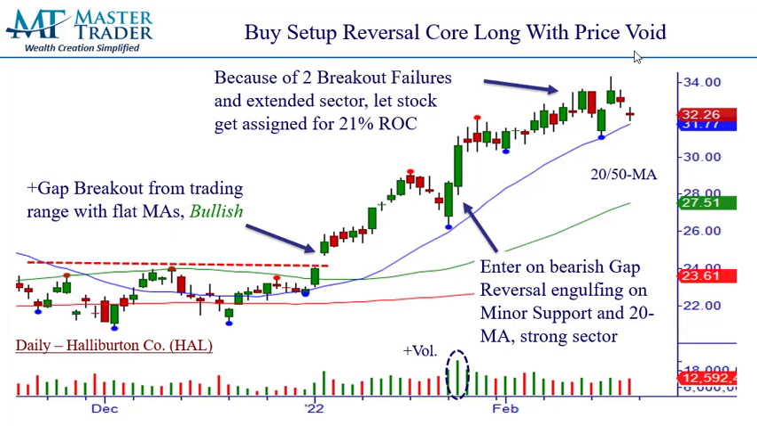Price void means you look to the left and there's insignificant congestion or resistance, which enables the stock to more easily move higher. This is bullish. We unfortunately didn't buy this gap because I guess I wasn't watching it at the time.